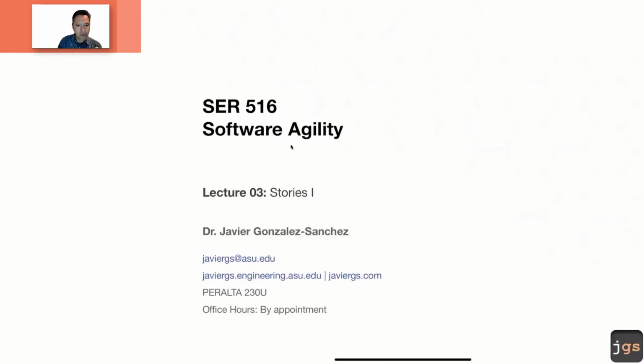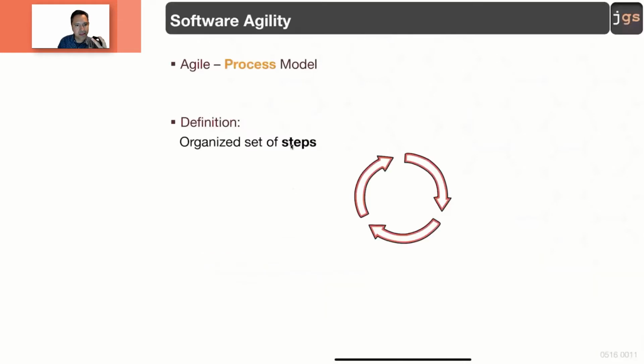Let's review. Previous lecture, previous week, we start working with this idea of agility. Now, we want to deliver software quickly. Where do we start? Step number one in the process. We want to be agile. We want to start programming. We want to start developing software. We need to understand what we are going to do.